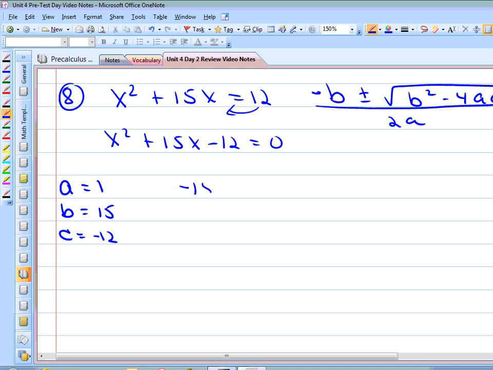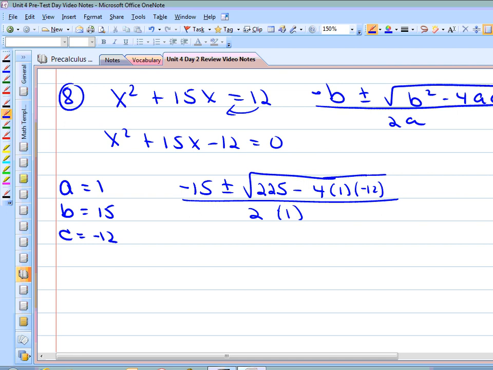Negative b, that would be a negative 15 plus or minus the square root of 15 squared. All right, if you have a blue calculator, 15 squared is 15 times 15, which is 225. Minus 4 times a, which is 1, times c, which is negative 12, all over 2a, which is 1. Now, I want to show you something really quick. When you have subtraction and there's a negative over here, please realize that's like a negative 4 times a negative 12. This is all going to become positive. You're going to be adding. So you may want to right now go plus a positive so that you don't make a mistake. That's one of the big mistakes made. All right, let's keep going.